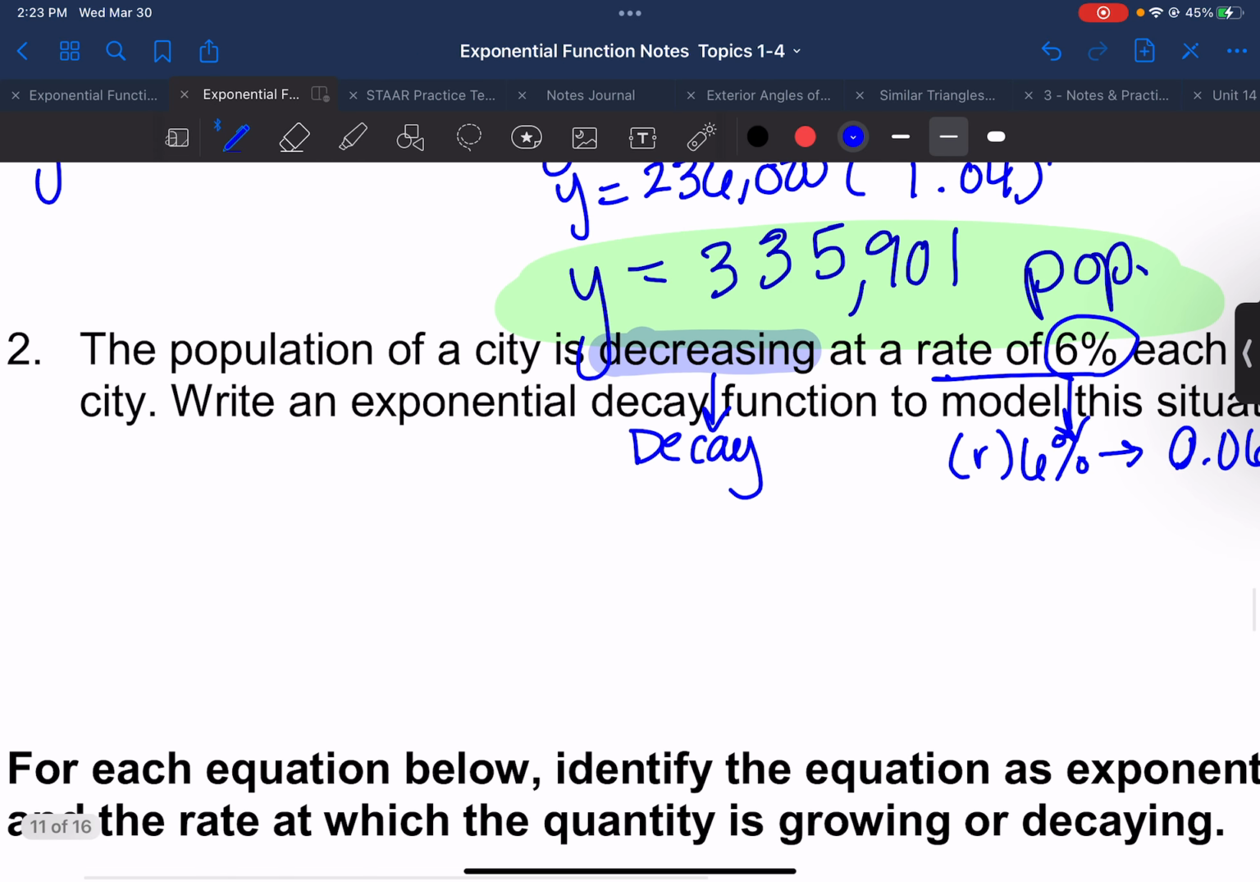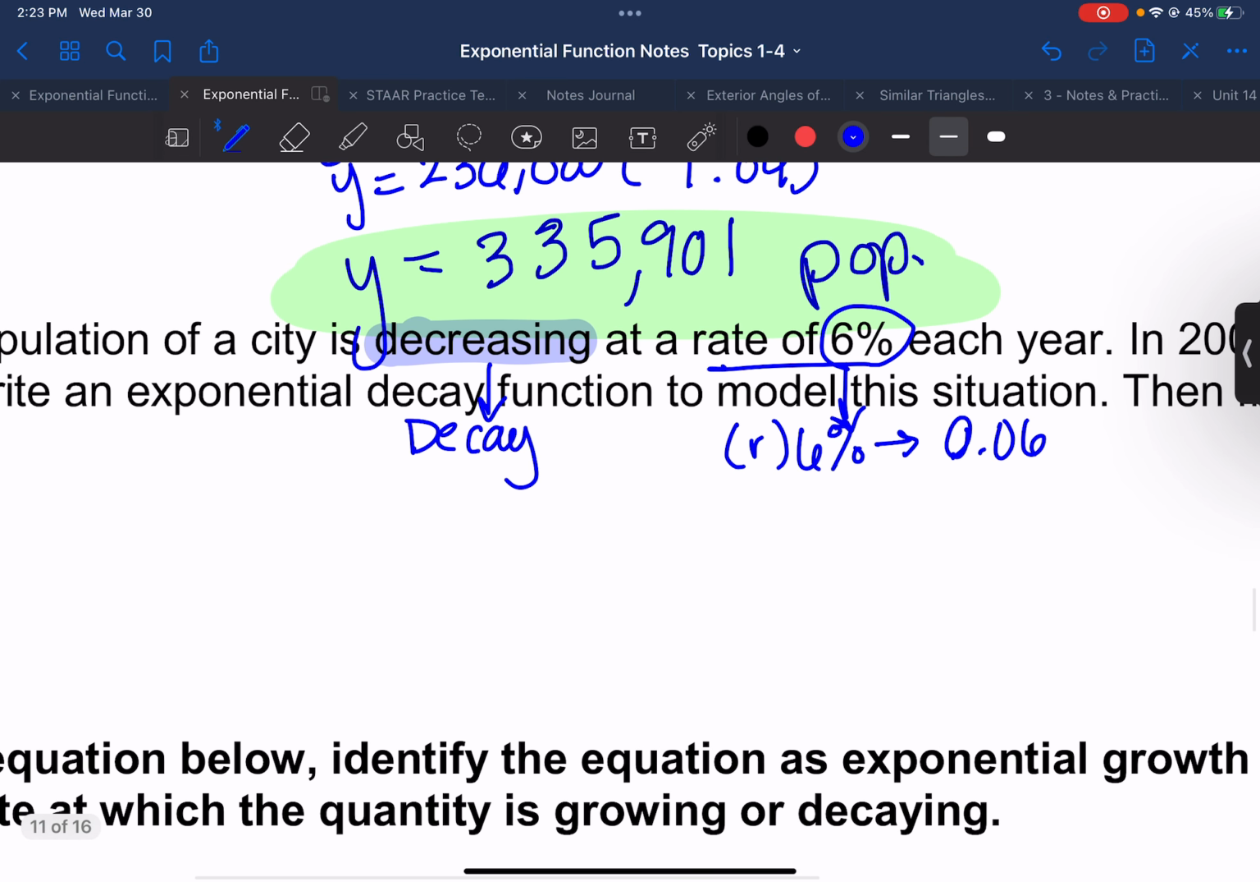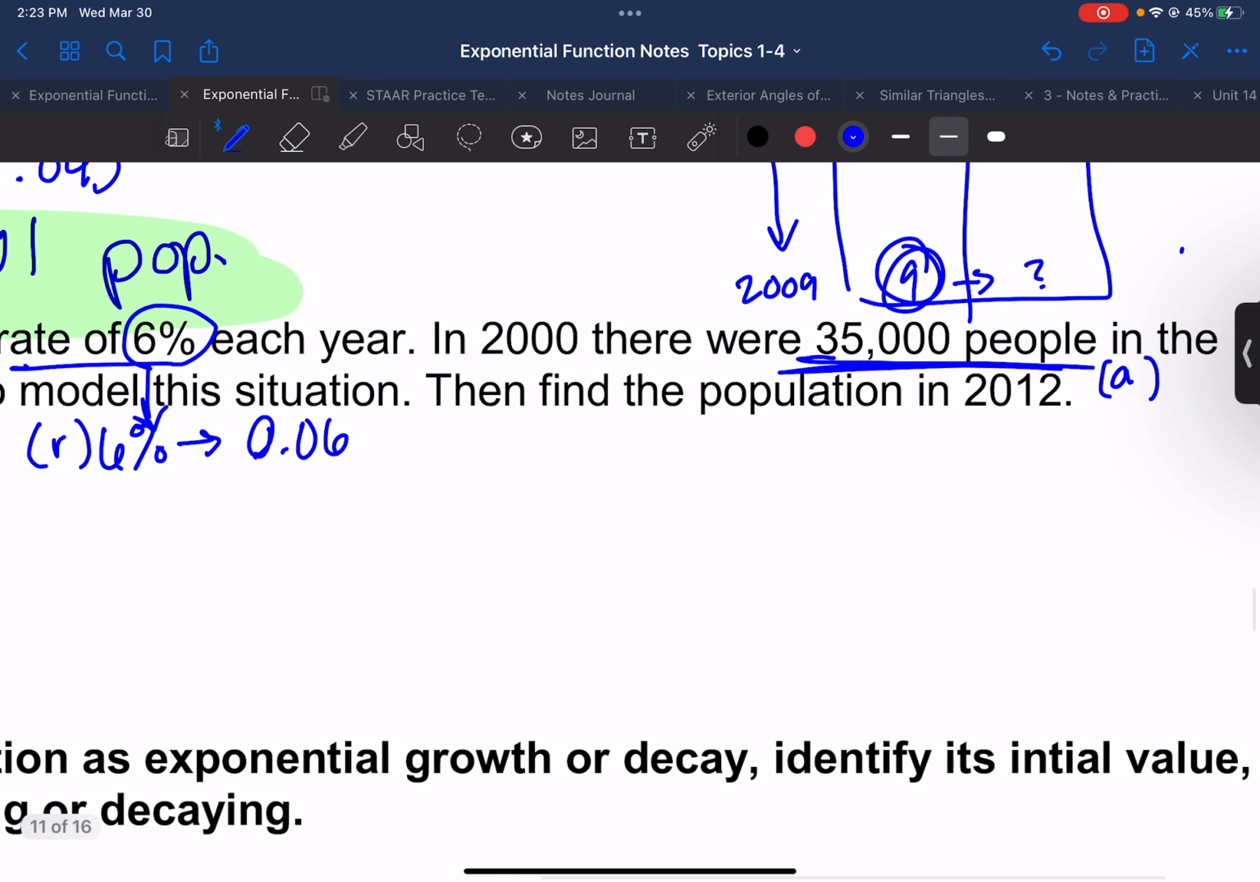In the city, write the exponential decay function to model this situation, then find the population in 2012. So let's think about this. My x value, what I'm plugging in, is 12, right? Because if the year 2000 was my zero, my initial value, this is when I originally started, how many years have passed from 2000 to 2012? 12 years. So this is what I'm actually going to plug in once I have my function.